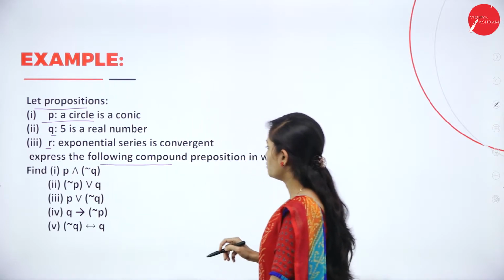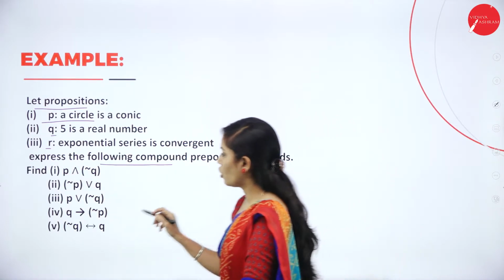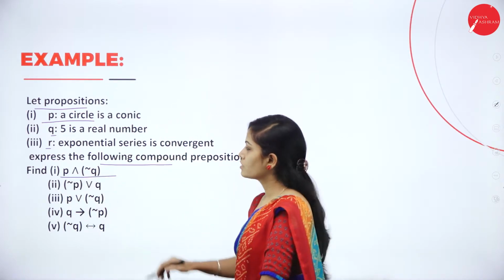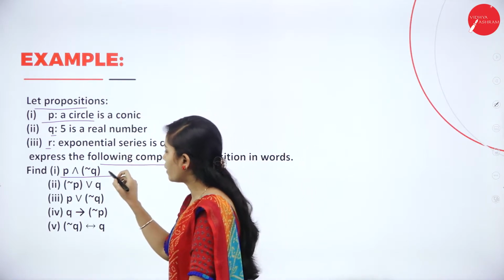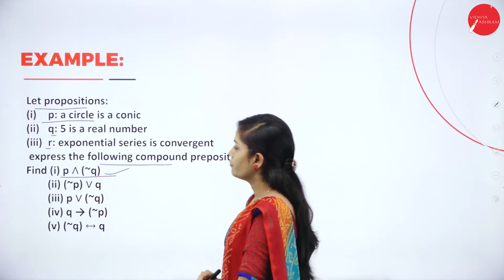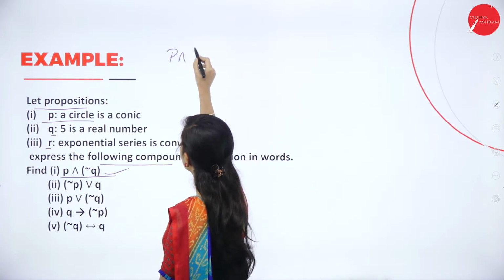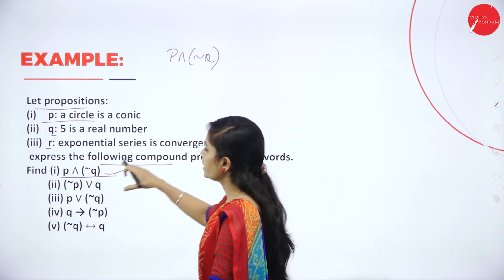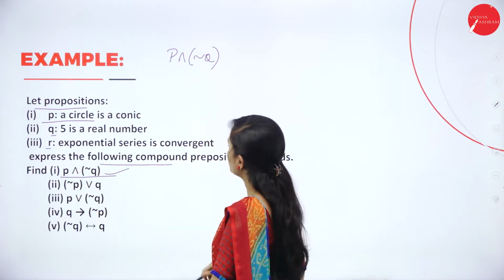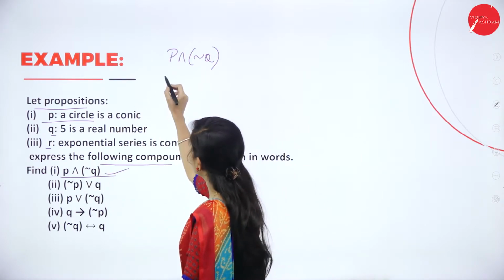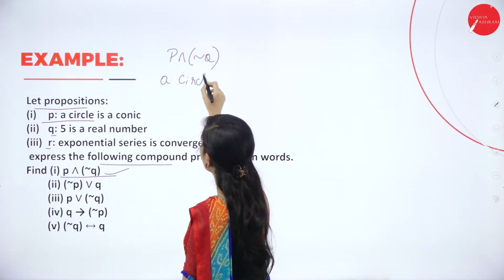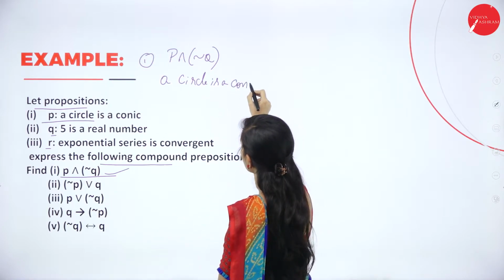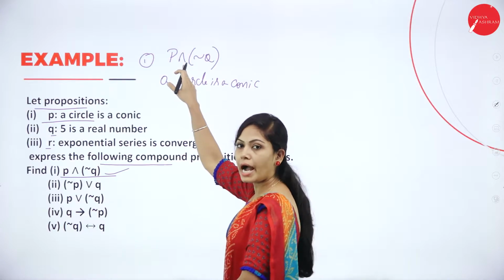Express the following compound propositions in words. First, find P and negation Q. By using these statements, we have to find P and negation Q. So P means a circle is a conic. This is the P statement. We have the AND operation.